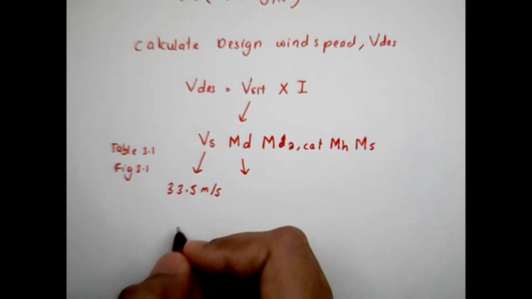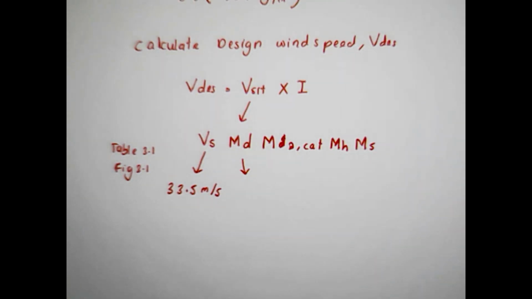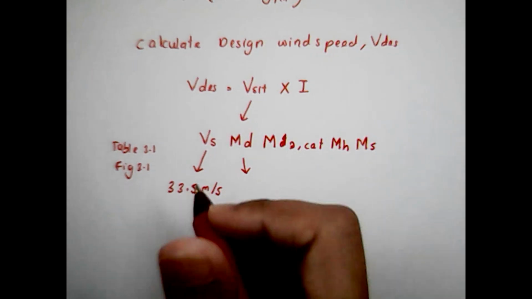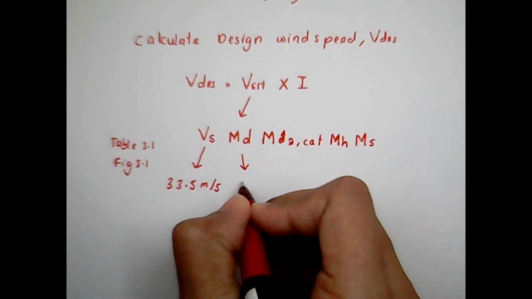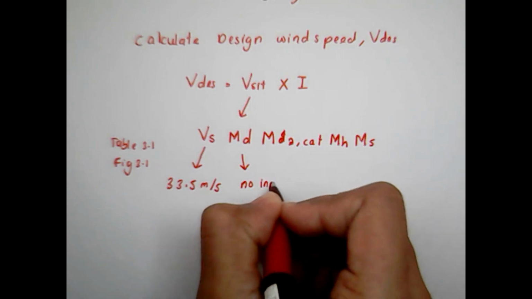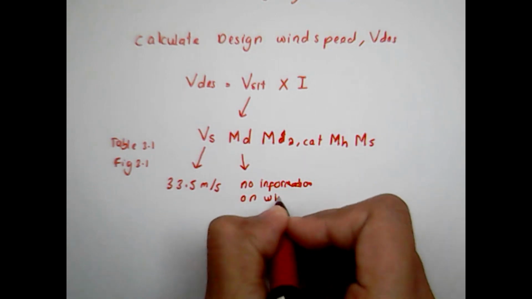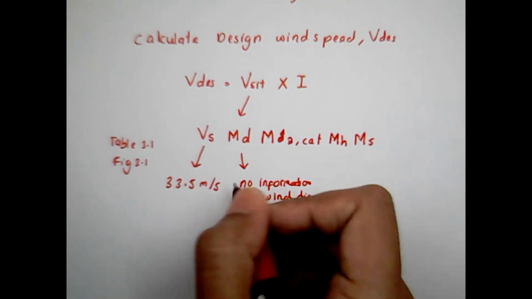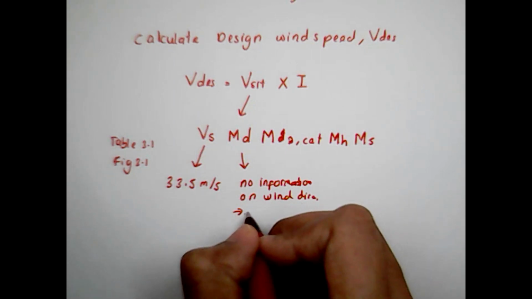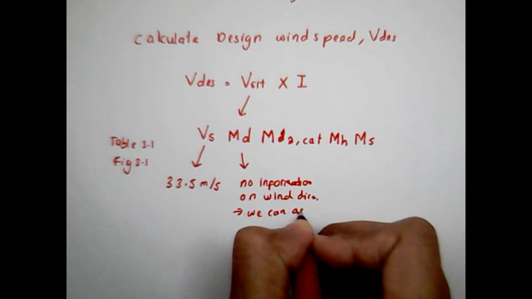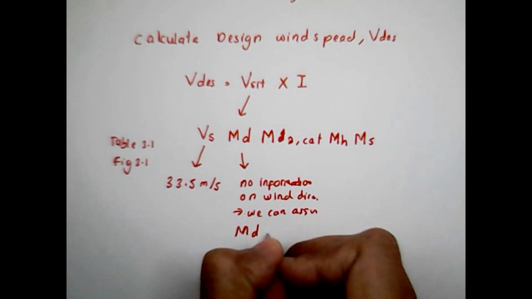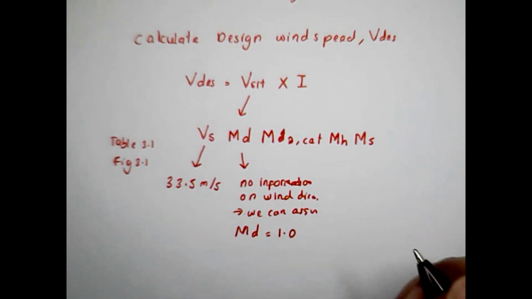Okay, then let's look at what your MD is. Determine MD. MD is given as the wind direction. For your wind direction, in this example there is no information given on wind direction. Therefore we can assume MD is equal to 1.0.